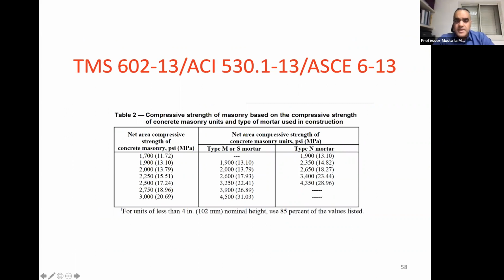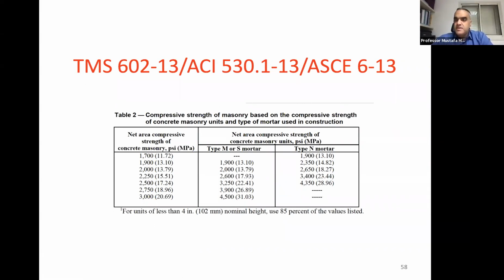Now, these days, typically engineers specify 1,500 PSI in the drawings. This is really underestimating the strength of the masonry. As you can see here from this table, with type N, we can get 1,700. I mean, you can easily get 2,500 PSI F prime M these days with the appropriate type of mortar. Many prisms have been tested. You can easily get 2,500 PSI. So you should take advantage of that and design masonry structures based on that.